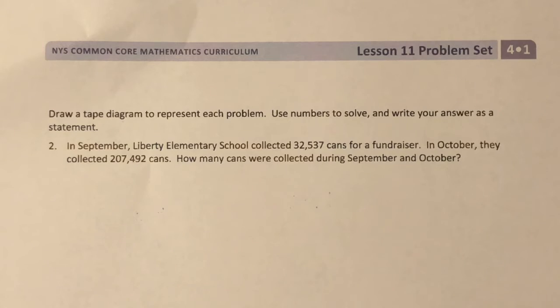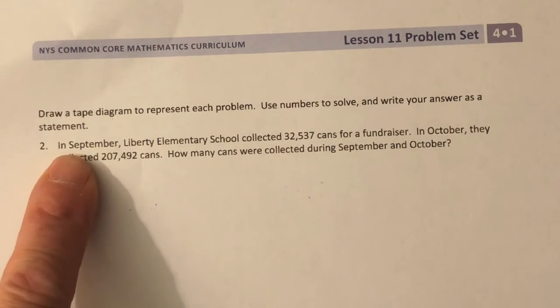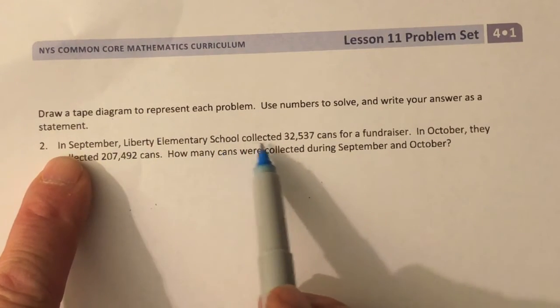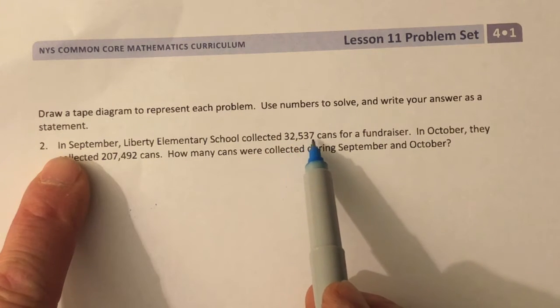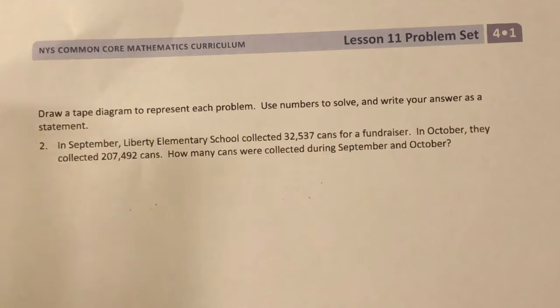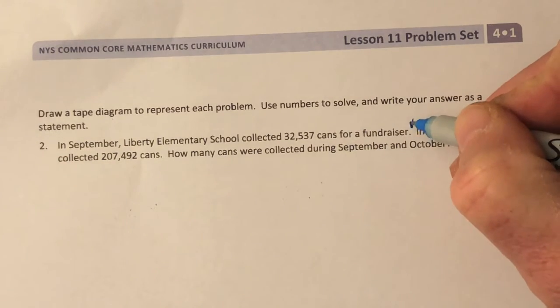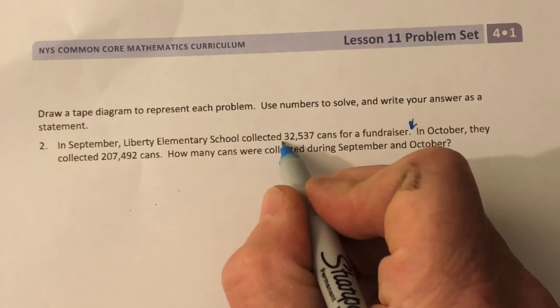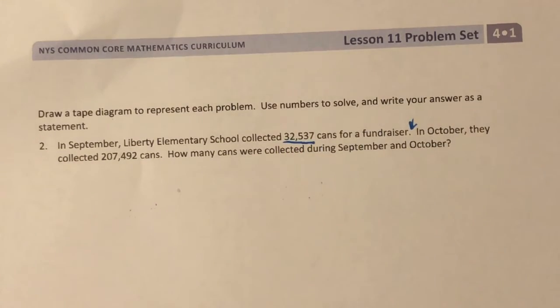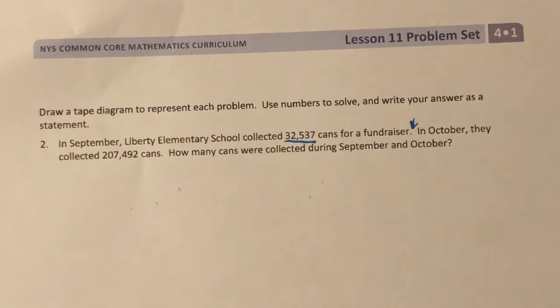All right, so start off with, it says, in September, Liberty Elementary School collected 332,537 cans for a fundraiser, period, stop. I always like to stop at my periods right there and just think about what I read. So this elementary school collected a bunch of cans, all right? This is the amount to be exact for a fundraiser. That means they probably went and returned those cans, kind of like we do at school with the clink. All right, so I understand that first one.